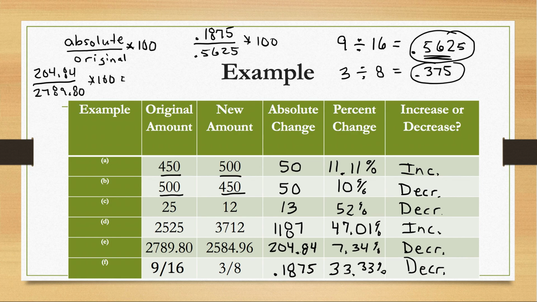All right, so in conclusion, you would want to be able to find your absolute change by subtracting, remembering that that's always positive. You want to be able to calculate your percent change by taking the absolute change and dividing by the original. And then you want to be able to talk about whether that percent change is an increase or a decrease.